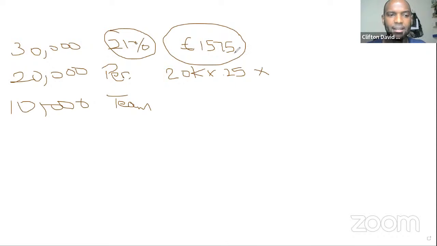So in that case, his personal points, 20,000 times the PV factor 0.25, times his achievement level, 21%. Derek now earns himself personal points, 20,000 multiplied by 0.25. That is 5,000 euros multiplied by 21%. Instead of earning the entire 1,575, Derek earns 1,050 euros. Are you all with me?